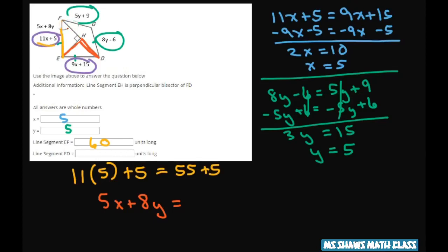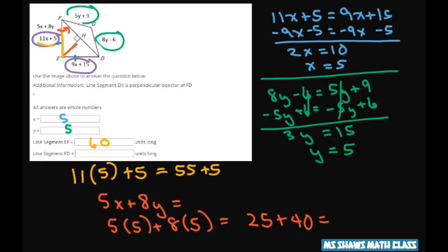Let's see something here. It's hard to tell if it's just for this side or the whole length. I guess we can tell if we fill this in. So let's fill it in. 5 times 5 plus 8 times 5. That's 25 plus 40, which equals 65. And I bet it's the whole length of here, since they're not marked. So this will be 65.